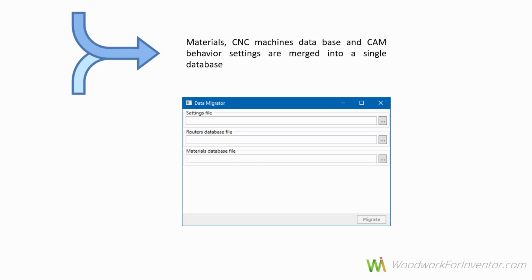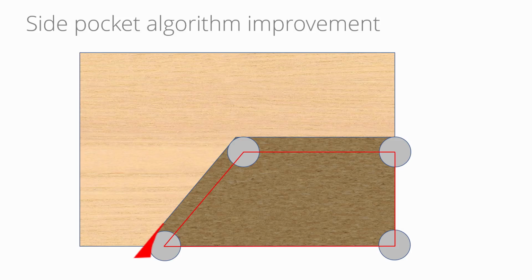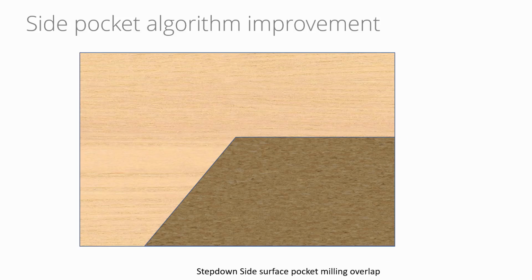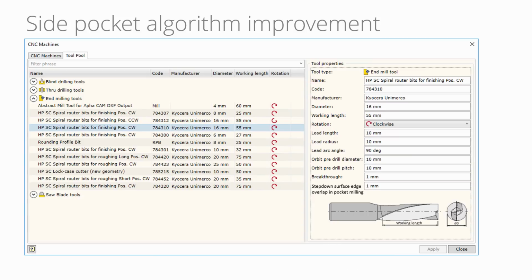Now the next one is the side pocket algorithm improvement. What we have here is the trajectory of the tool, how it goes when we do pocketing. As you can see in the left-hand corner, we have a red square, which indicates that something is wrong. And now we have a new function called step down. In case you have open pocketing, we can step a bit down the contour of the part in order to treat it correctly. And this is a separate parameter in the definition of the tool.